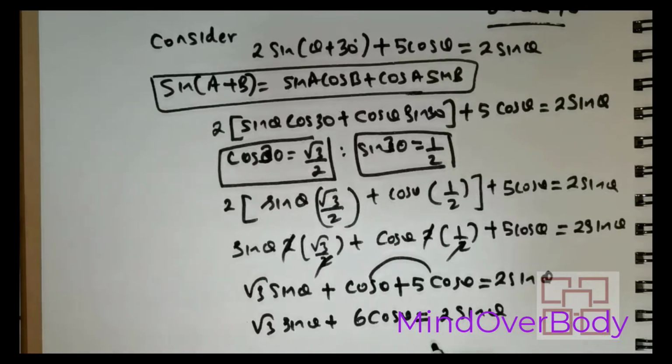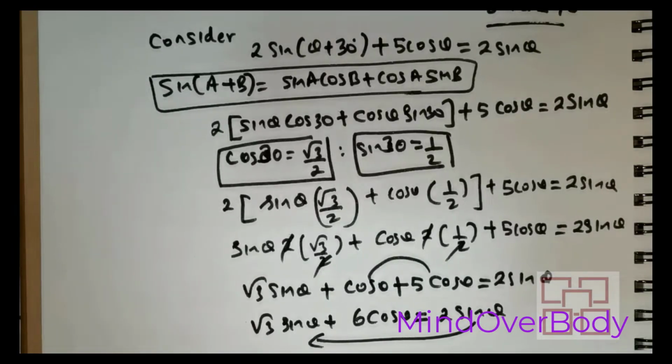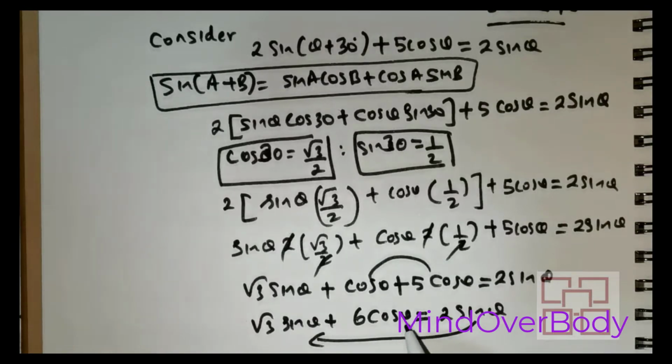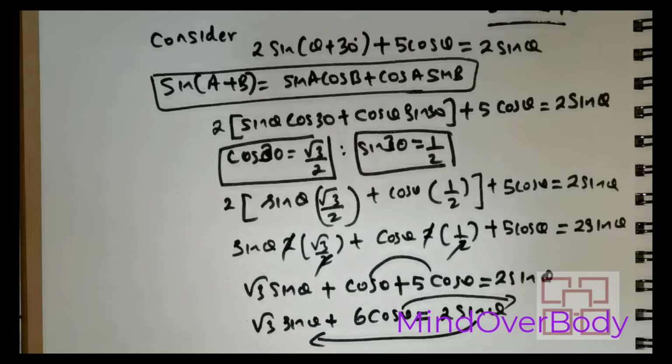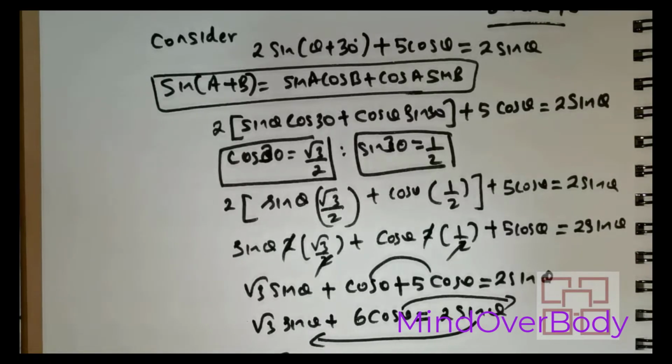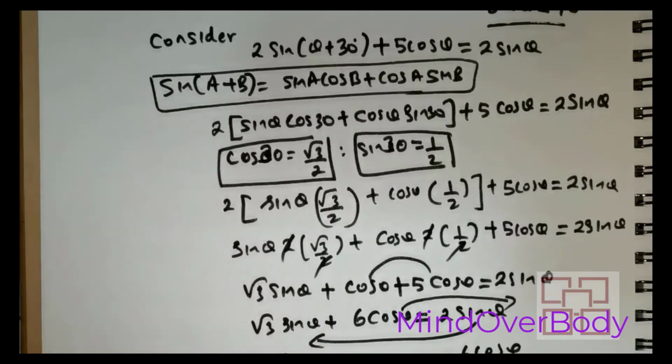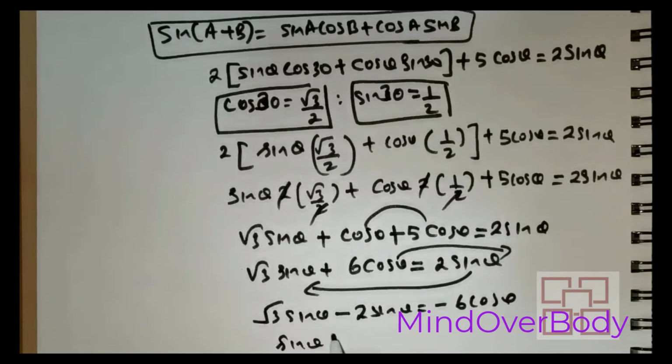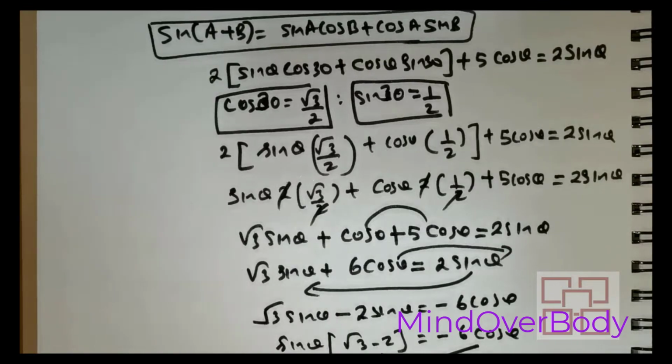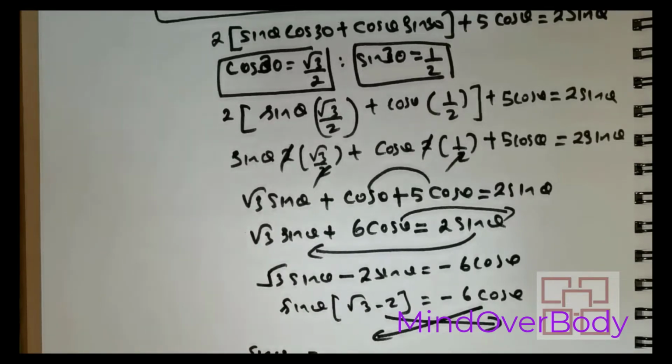Adding these together gives root 3 sin θ + 6 cos θ = 2 sin θ. Now if I move sin θ to the left and cos θ to the right, I have root 3 sin θ − 2 sin θ = −6 cos θ. Taking sin θ out, (root 3 − 2) sin θ = −6 cos θ. Now I bring cos θ down and move root 3 − 2 to the right, so sin θ over cos θ is equal to −6 divided by root 3 − 2.